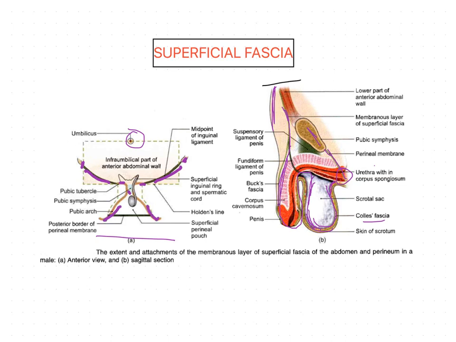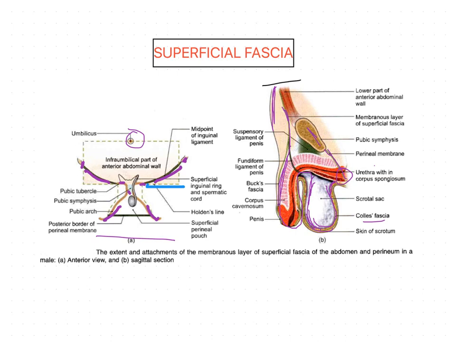Okay, now we will see this membranous layer, how it is extending. Here you can find these dotted lines, that is the extension or the attachments of this membranous layer. The first one starts from the pubic tubercle. A line is present that is called Holden's line. It begins a little lateral to the pubic tubercle and extends laterally to 8 centimeters.